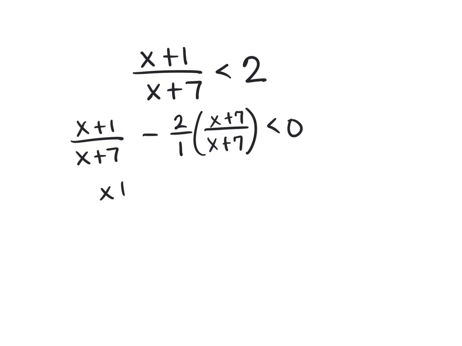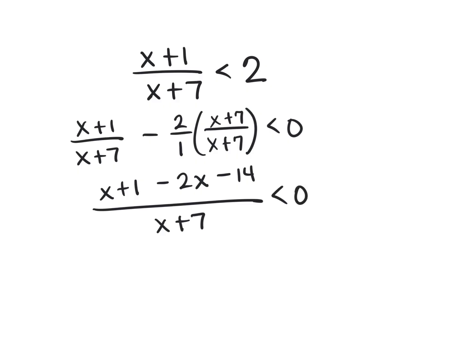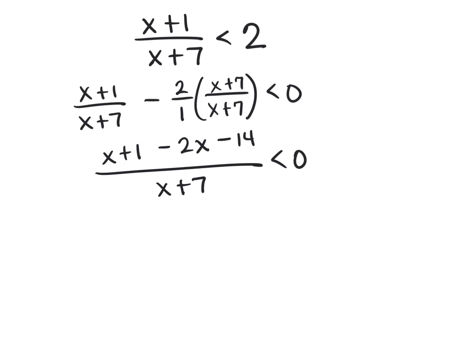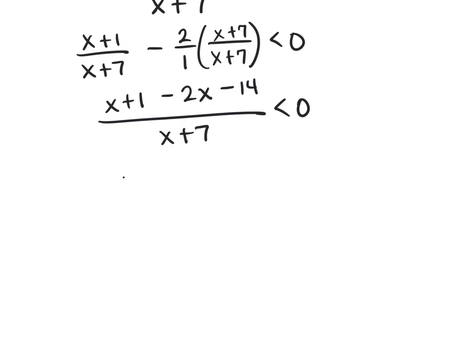So I have x plus 1 minus 2x, then minus 14. Don't forget that second negative. Our denominator that we came up with was x plus 7, and that's less than 0. And then we combine like terms in the top. So I have a negative x minus 13, and that is divided by x plus 7 is less than 0.